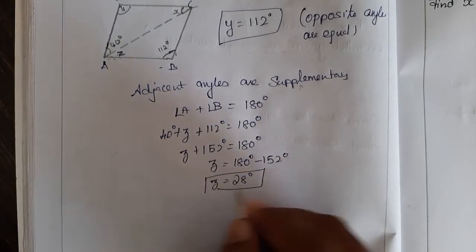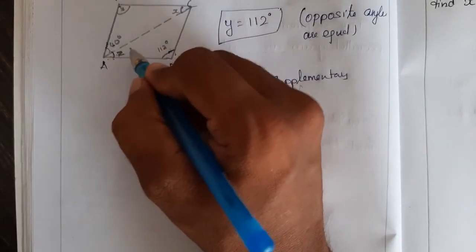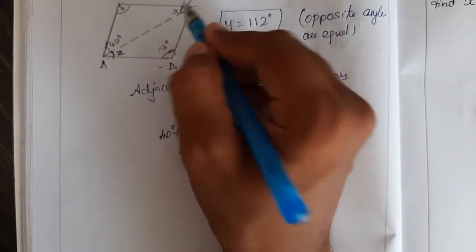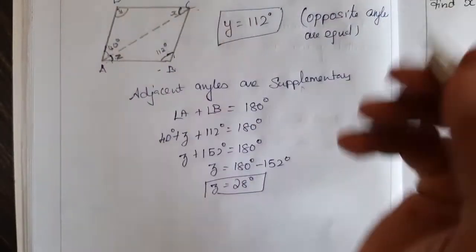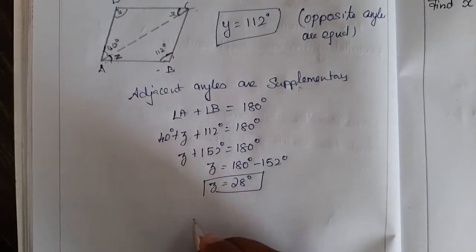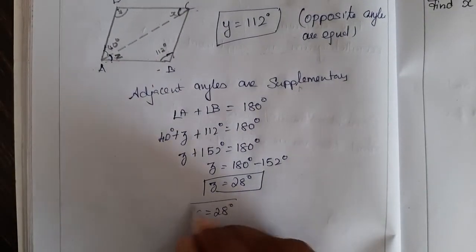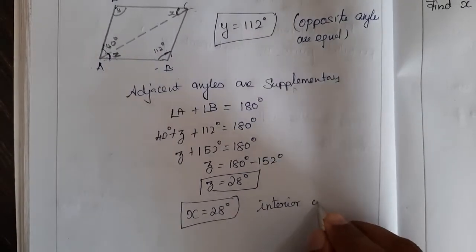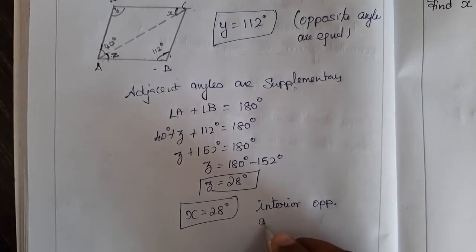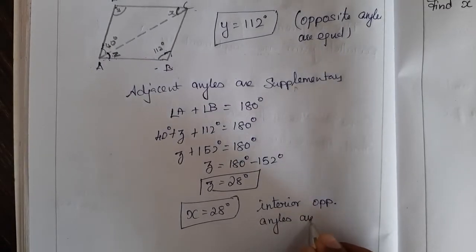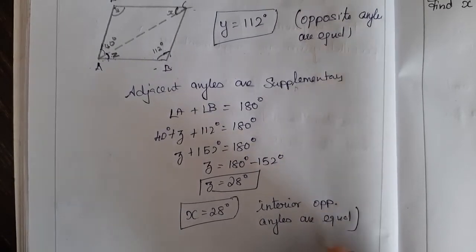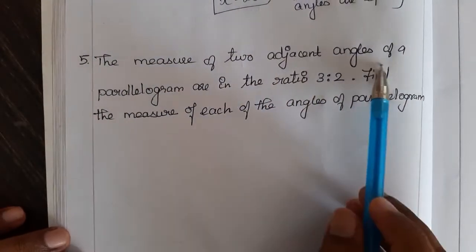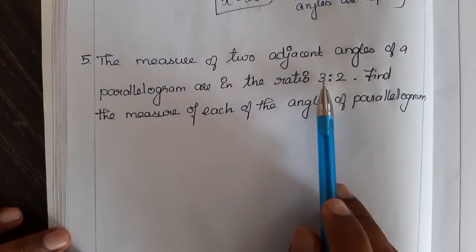28 degrees, right? So we found what Z is. So by the transversal, DC and AB are parallel. So Z will be equal to X since interior opposite angles are equal. So X is equal to 28 degrees. Interior opposite angles are equal, right? Next problem.